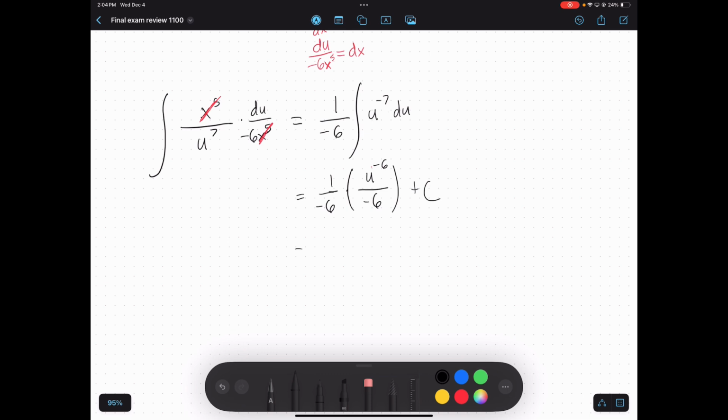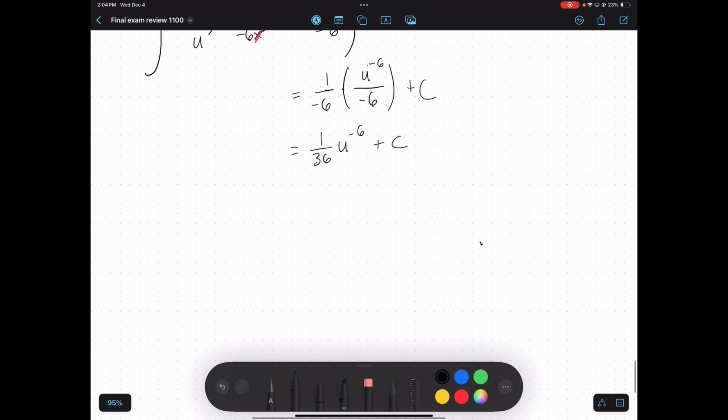Okay, simplify this. Negative 6 times negative 6 gives me positive 36. U to the negative 6 plus c. Can I call it good there? No. If you put it in like this, you're going to get the answer wrong. In order to finish, I have to put it all back in terms of x. So, what is u equal to? 1 minus x to the 6th.